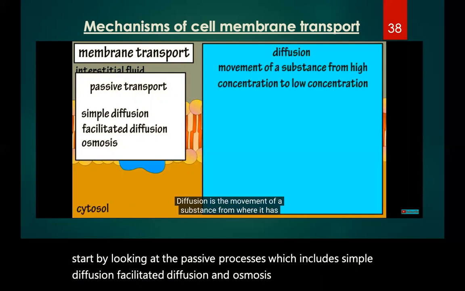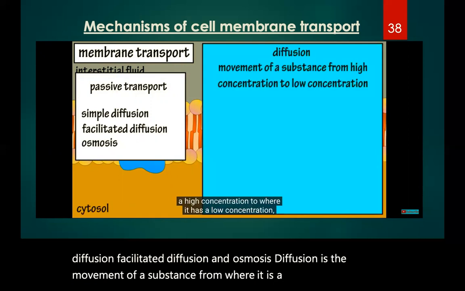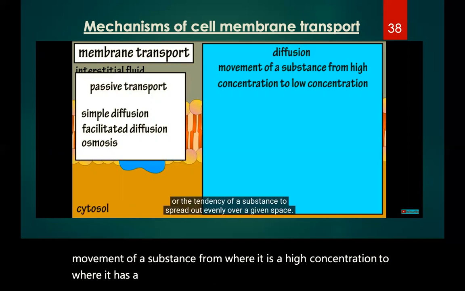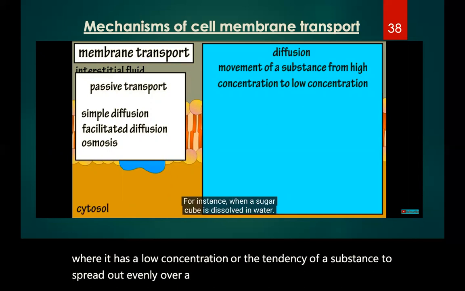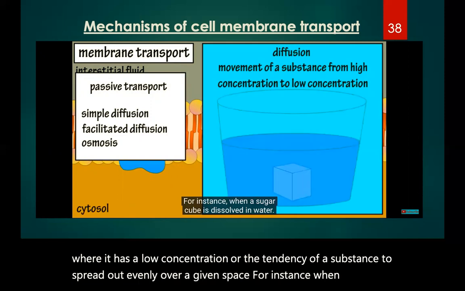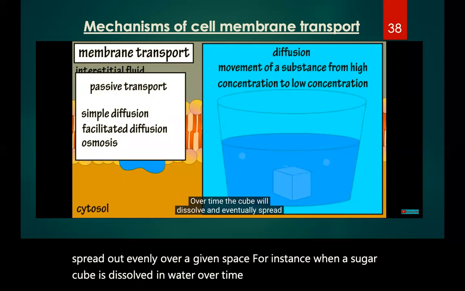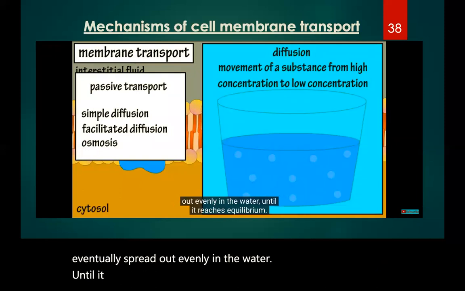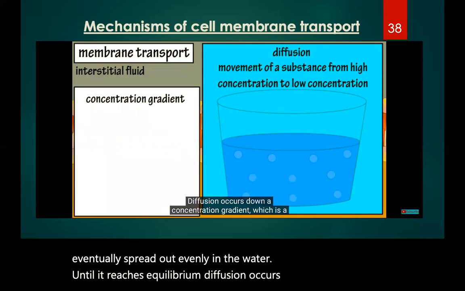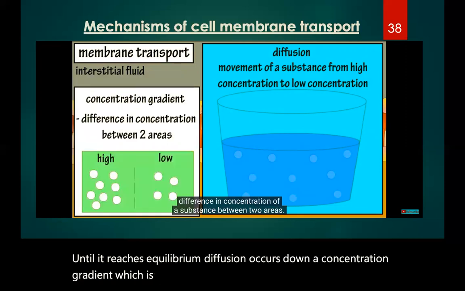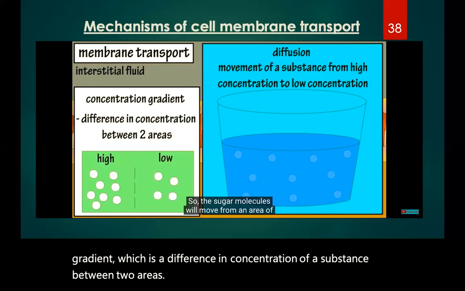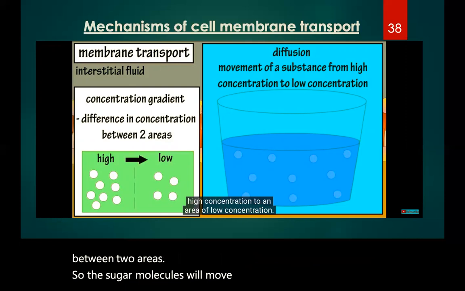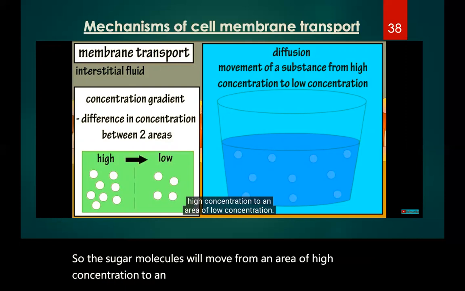Diffusion is the movement of a substance from where it has a high concentration to where it has a low concentration, or the tendency of a substance to spread out evenly over a given space. For instance, when a sugar cube is dissolved in water, over time the cube will dissolve and eventually spread out evenly in the water until it reaches equilibrium. Diffusion occurs down a concentration gradient, which is a difference in concentration of a substance between 2 areas. So the sugar molecules will move from an area of high concentration to an area of low concentration.